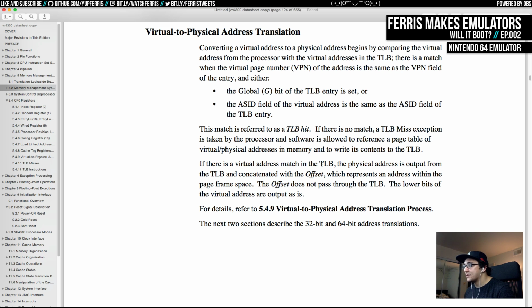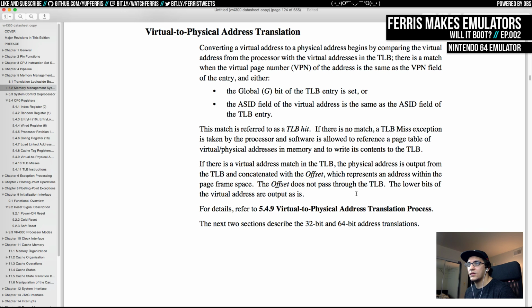If there is a virtual address match in the TLB, the physical address is output from the TLB and concatenated with offset, which represents an address within the page frame space. The offset does not pass through the TLB. TJS says MIPS has these weird kind of wired TLB entries that don't change, but they're not referred to as TLB entries. Something to watch out for, I guess. Yeah, we understood. The lower bits of the virtual address are outputted as this. That makes sense.